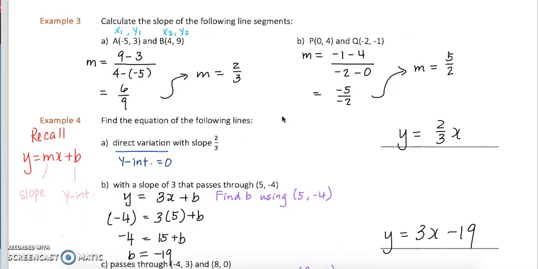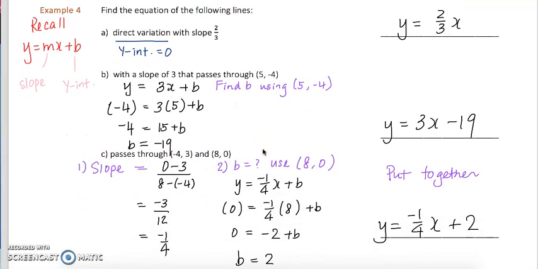For line segment PQ, you can do the same thing. y2 is negative 1. Subtract y1, 4, over x2, negative 2, minus x1, which is 0. Simplify, and you get m equals 5 over 2. So this means you have a line that goes up. For every 5 steps it goes up, it goes to the right 2 steps.